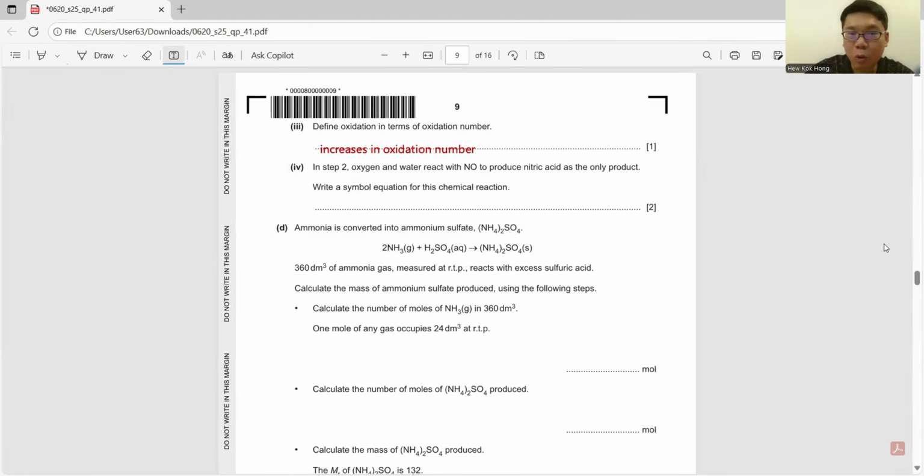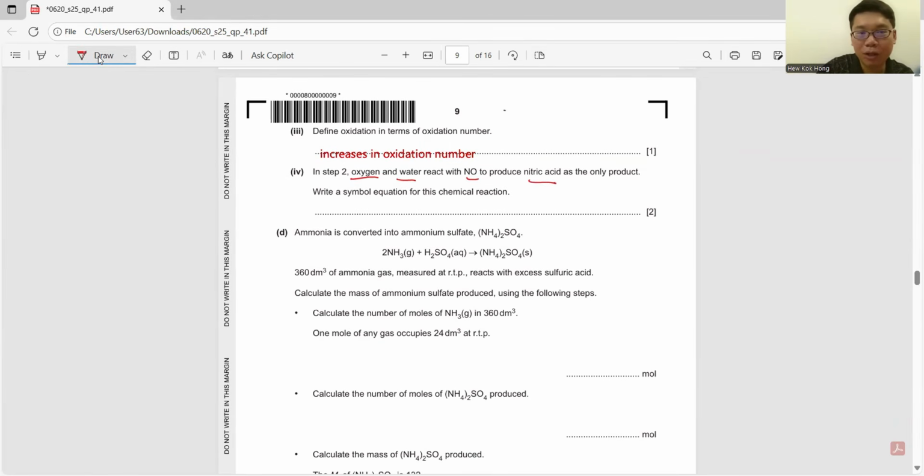Part 4. In step 2, oxygen and water react with NO to produce nitric acid as the only product. Write the symbol equation for the reaction. So we know NO will react with oxygen and water to form HNO3. Start to do balancing.